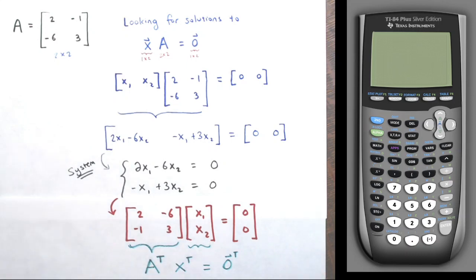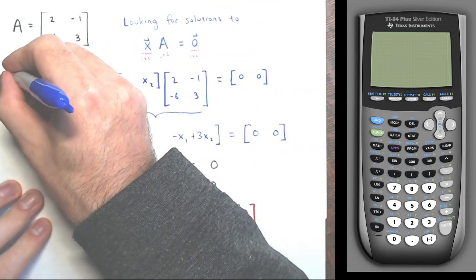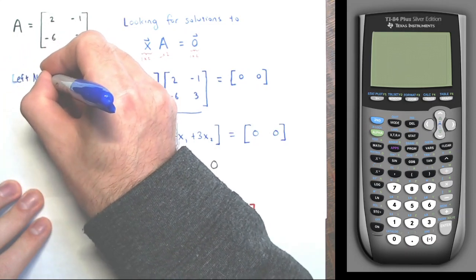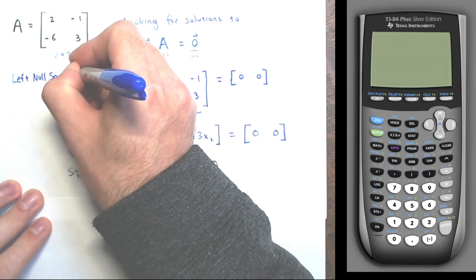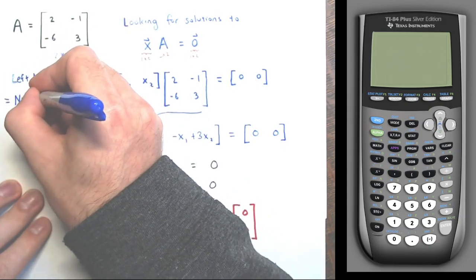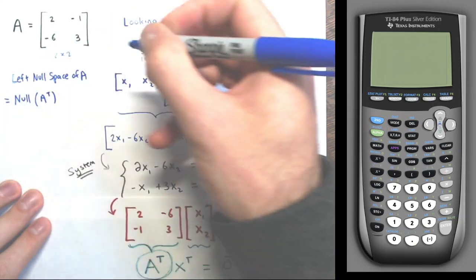So we're solving this equation here, and we're finding the null space of A transpose. After all this, we're seeing that the left null space of A is equivalent to the null space of A transpose. That's what all this is doing.